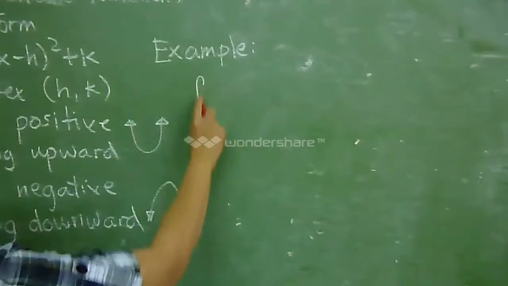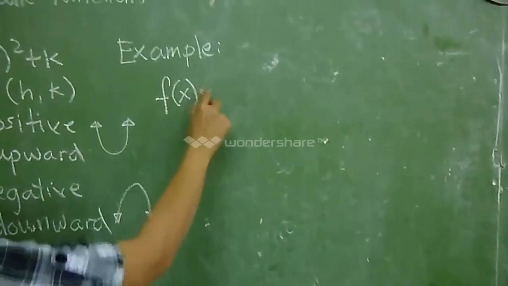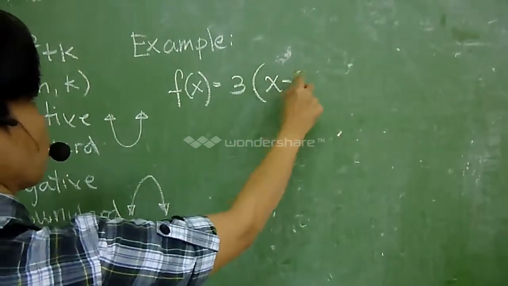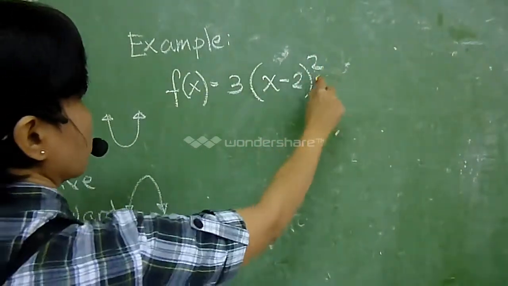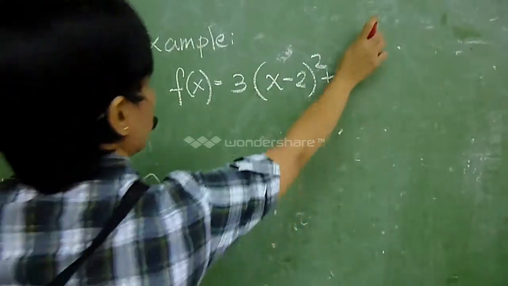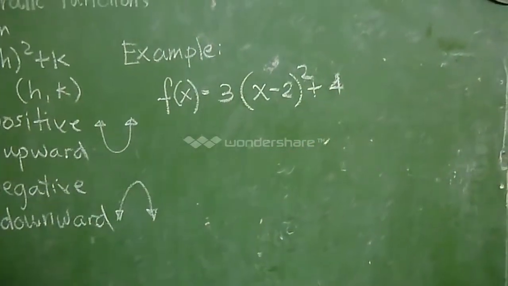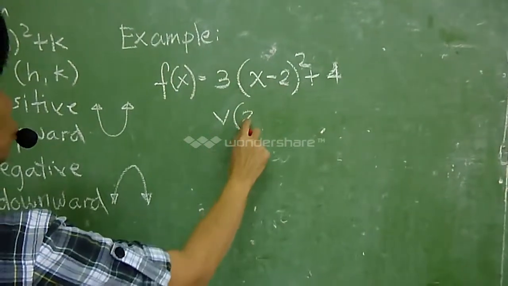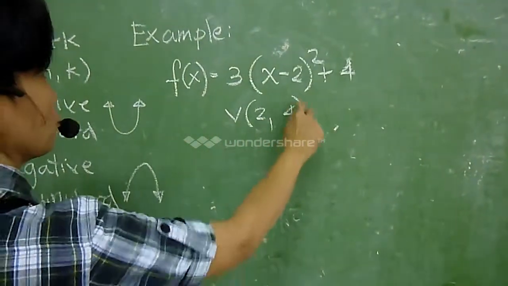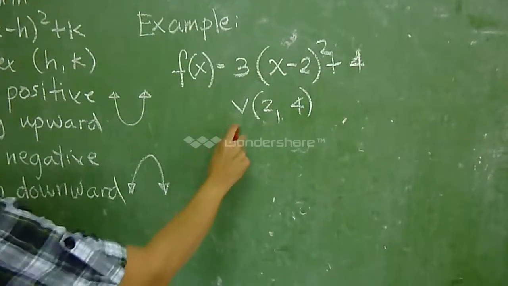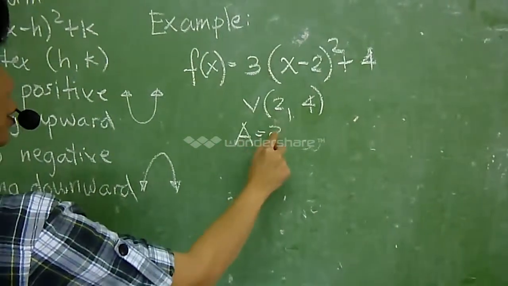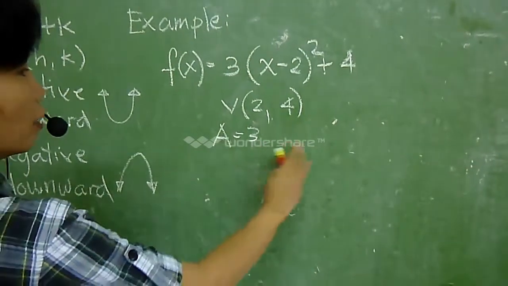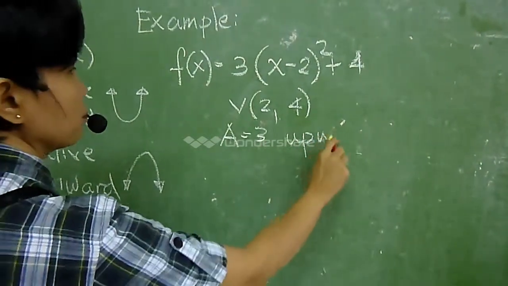Okay. For example, if we have f of x is equal to 3 quantity x minus 2 squared plus 4, ano yung vertex niya? Your vertex is at positive 2 and positive 4. Ang a natin ay 3, which is positive.